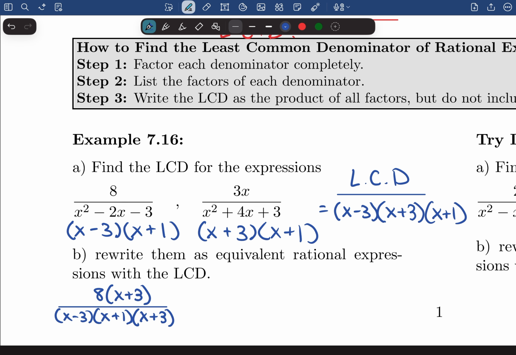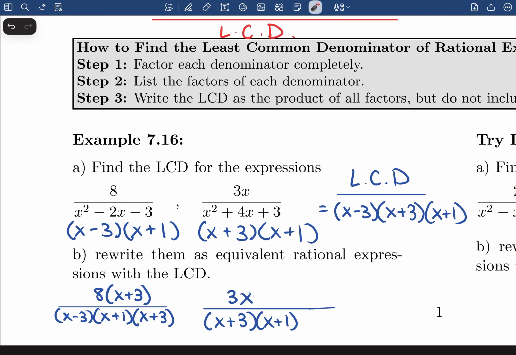Great. So that's how I make things work for what we're about to do. Now if I think about this second rational expression, it's 3x divided by the x plus 3 times the x plus 1. What piece is it missing that the other fraction had? It has an x plus 3 and an x plus 1. What it doesn't have is an x minus 3. It's missing an x minus 3.